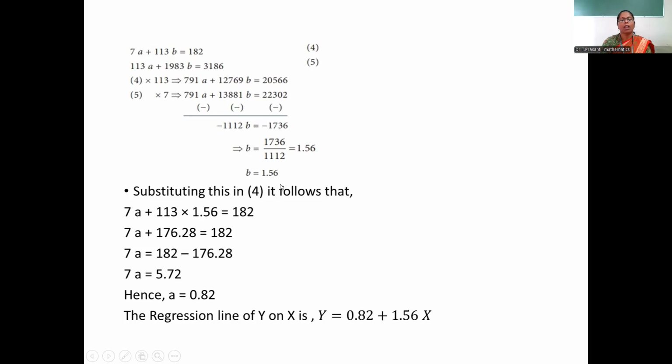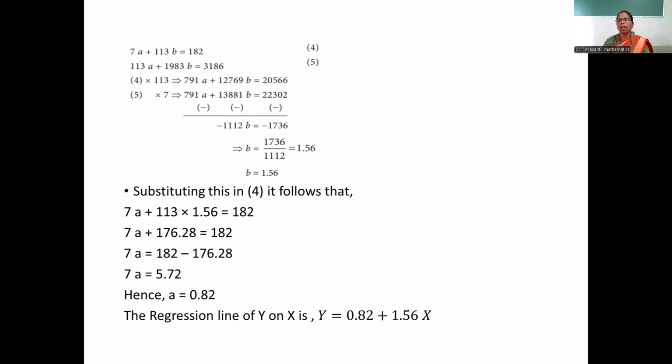Students, please cross-check whether you got the same answer or not. Substitute the b value we got in equation 4, and you'll get the a value 0.82. So substitute a and b in equation 1, y is equal to a plus bx. This is your required regression line of y on x.